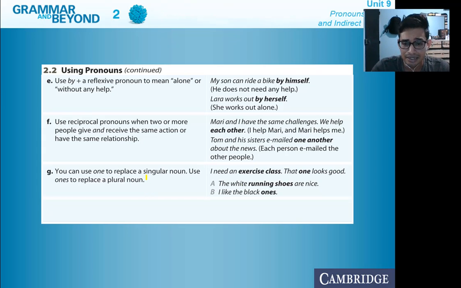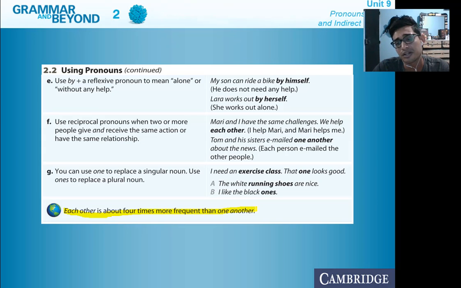We have here, the white running shoes are nice. I like the black ones. Okay, more examples. Look at this. Each other is about 4 times more frequent than one another. Okay, that's, let's say, like a cultural fact.